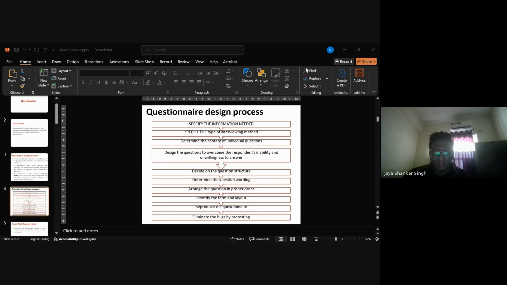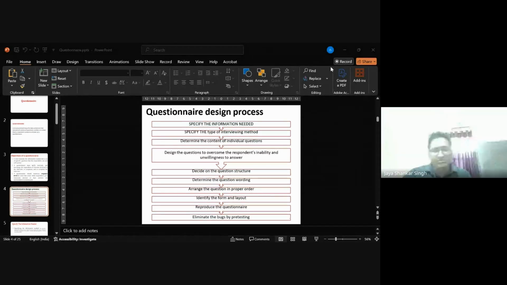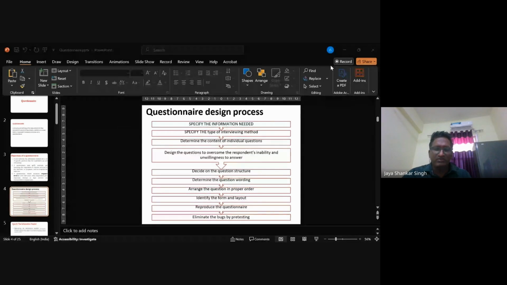Now, reproduce the questionnaire. Ensure the questionnaire is properly formatted and structured. Reproduce means more than one respondent can participate in the questionnaire. When we are making a Google form, obviously, the same form I can give to a number of people. So that is what the reproduction meant by this particular line.